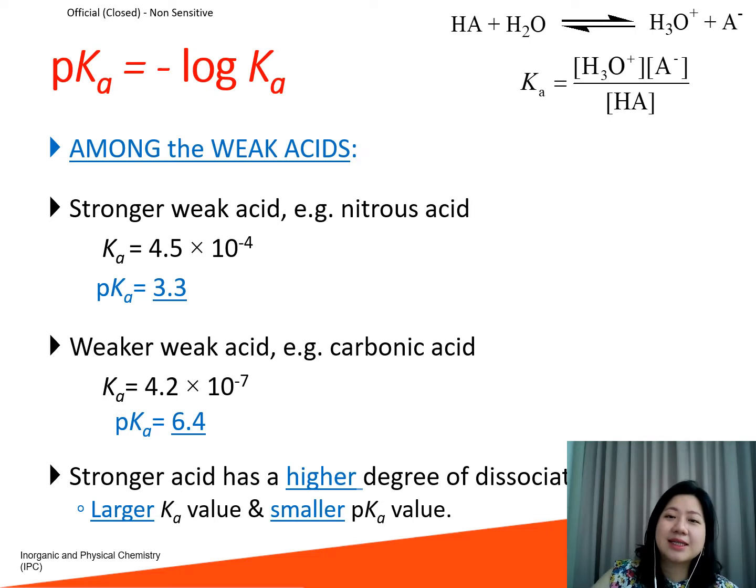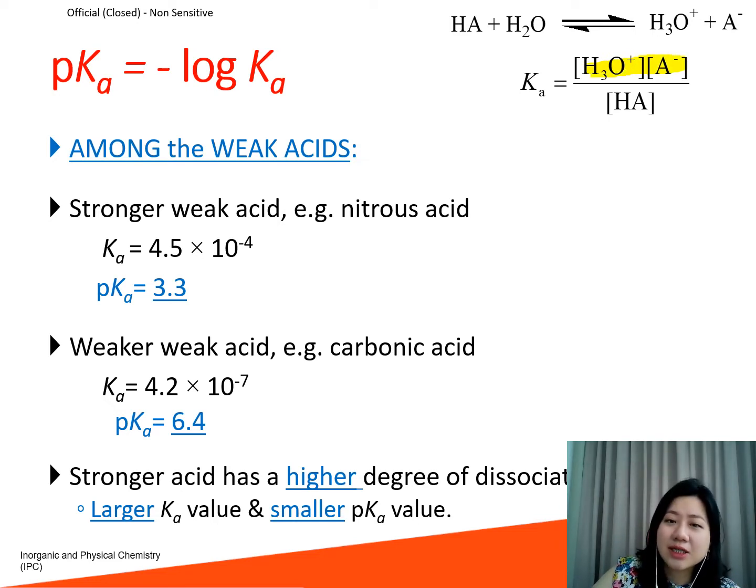Among the weak acids, there are relatively stronger and relatively weaker weak acids. By comparing the Ka or pKa values, we can tell which acid is stronger or weaker. Stronger weak acids would dissociate to a greater extent, resulting in a relatively higher concentration of H3O plus and A minus, if you look at this equation.